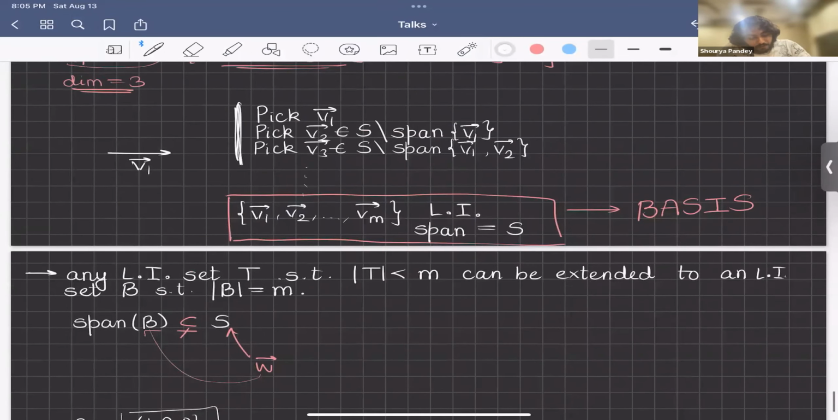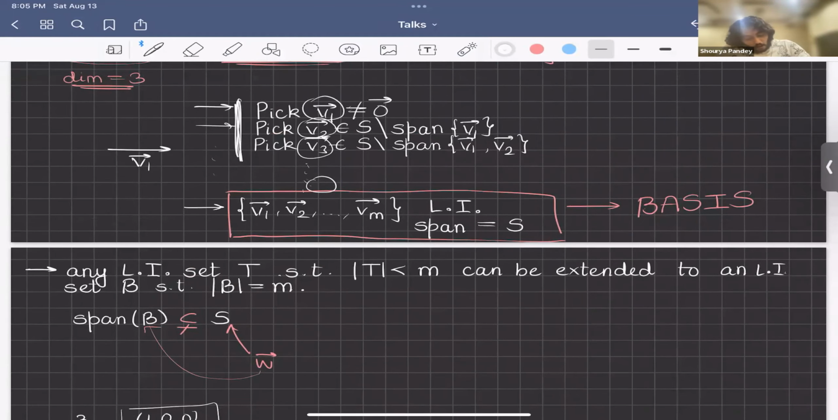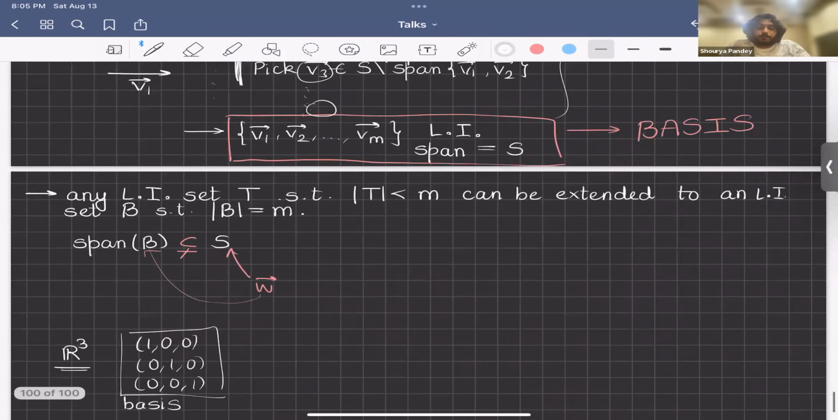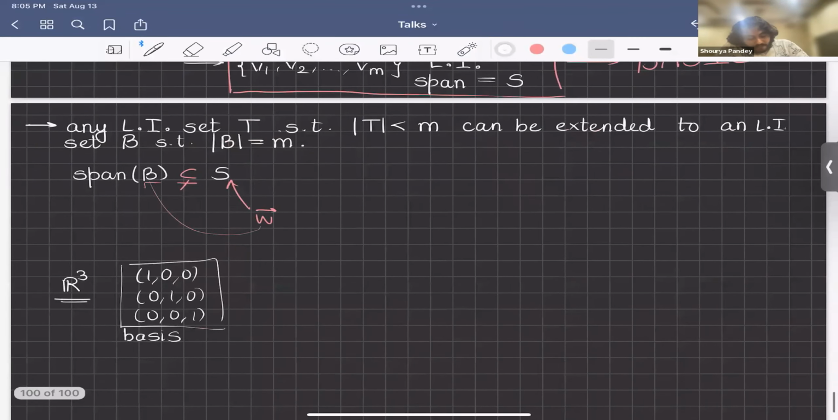For example, look at this procedure. I can pick any such V1, V2, V3 on each step, such that each of these steps is satisfied. By the way, V1 should not be 0. Then I will always end up with a basis. That's the beauty of it. All maximal linearly independent sets are bases.